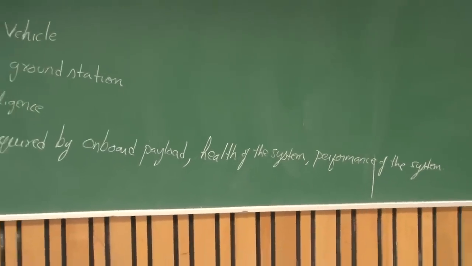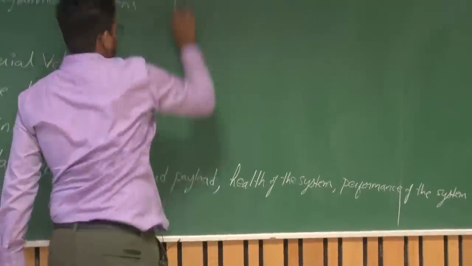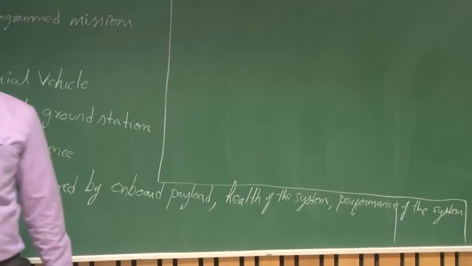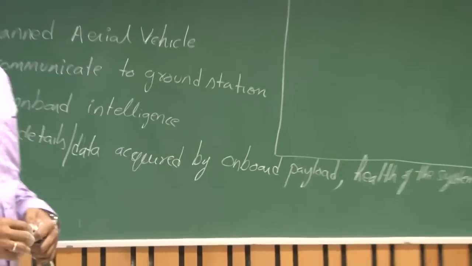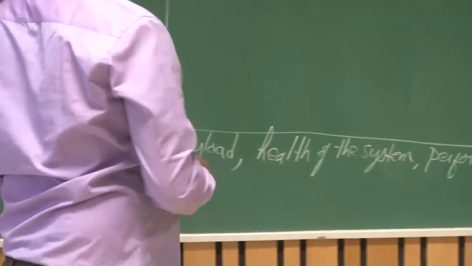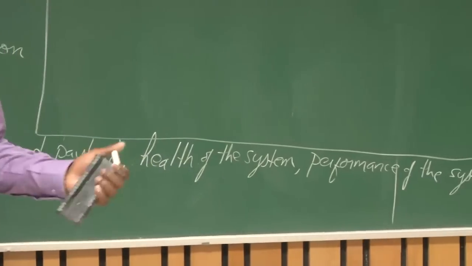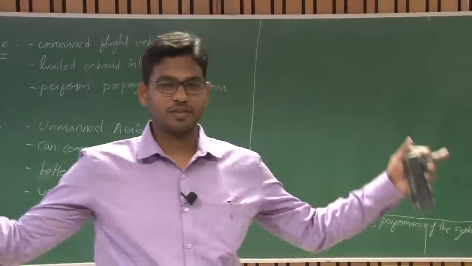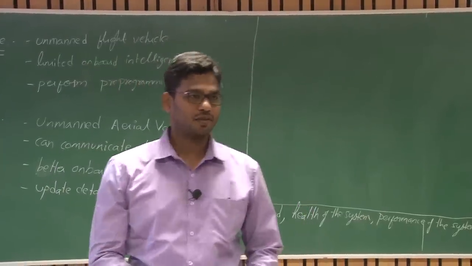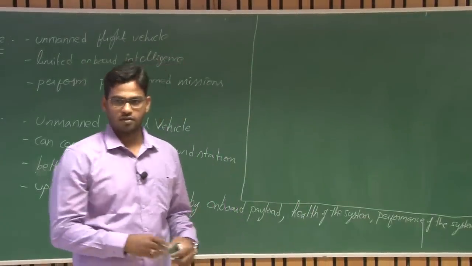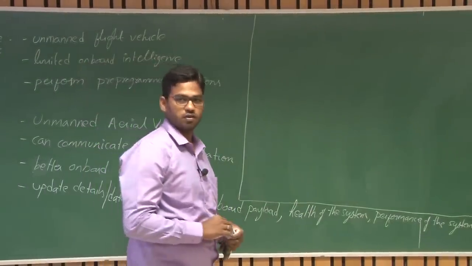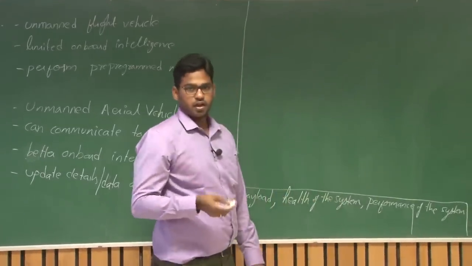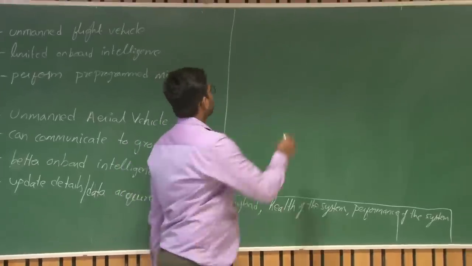Right. So in this course, we'll talk about these UAVs. How can we classify these UAVs? There are many UAVs, starting from a 10 centimeter UAV to a 10 meter UAV, in terms of span. First of all, let us look at the mode of operation and how they are named.